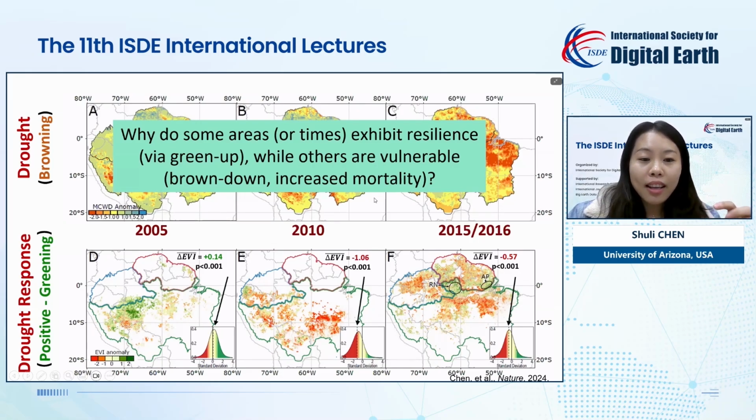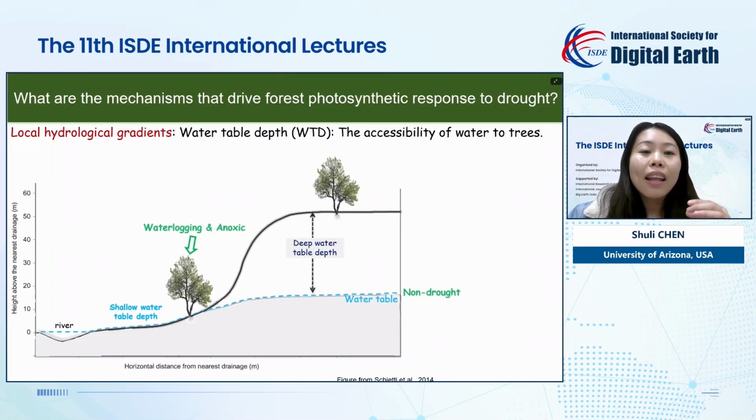Here, resilience is defined as how well the forest can sustain or increase the photosynthetic function to respond to the drought. And first, I introduce the local hydrological gradient hypothesis, which is about how the water depth indicates the accessibility of water to trees. And this figure illustrates the mechanism.